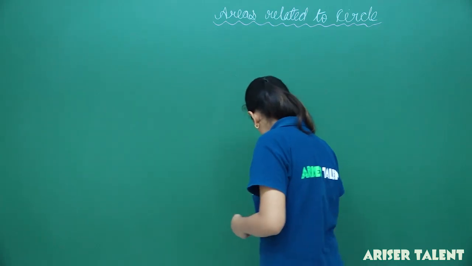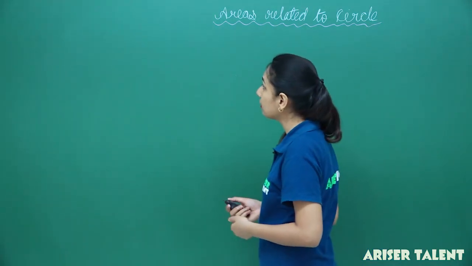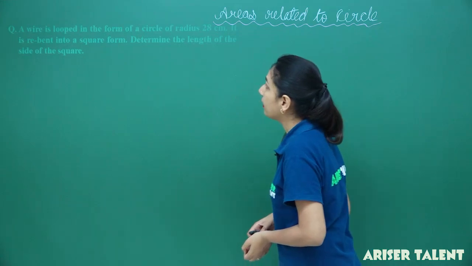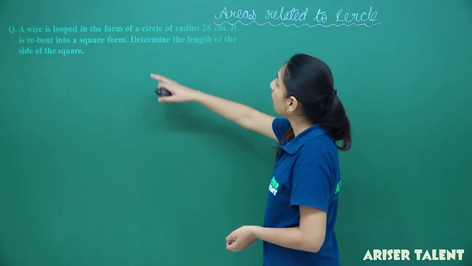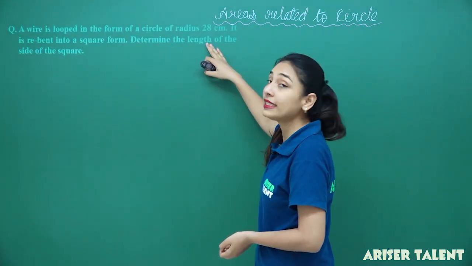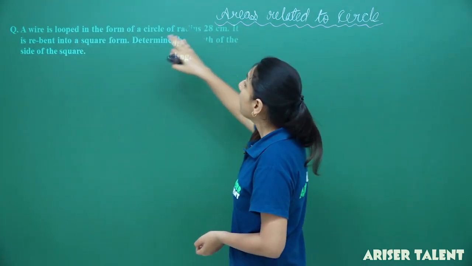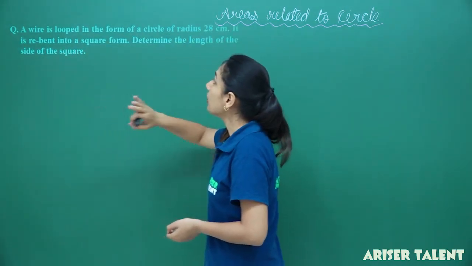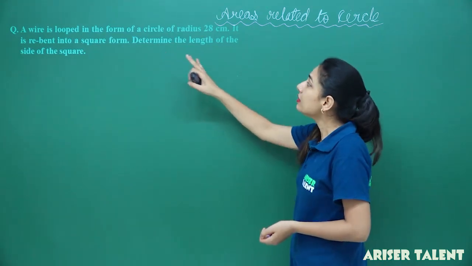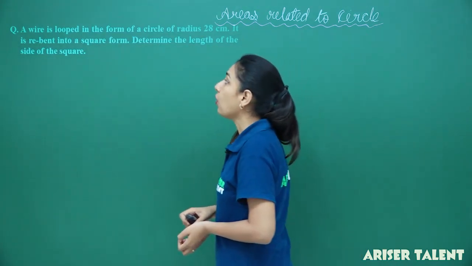Right students? So what was the next question then? A wire is looped in the form of a circle of radius 28 cm. It is rebent into a square form. Determine the length of the side of the square.